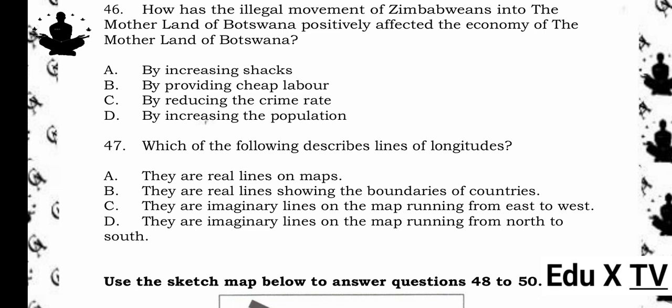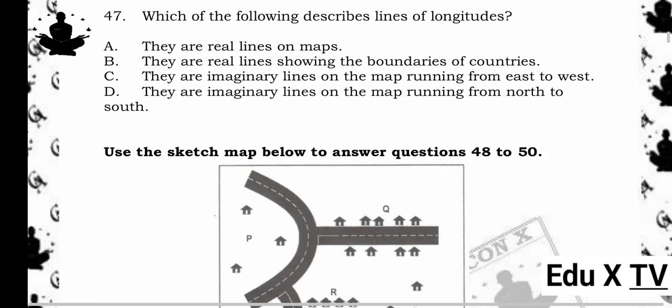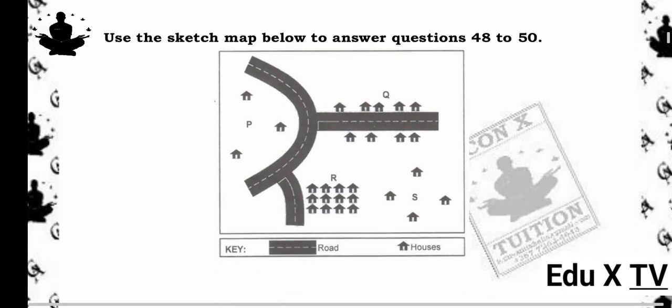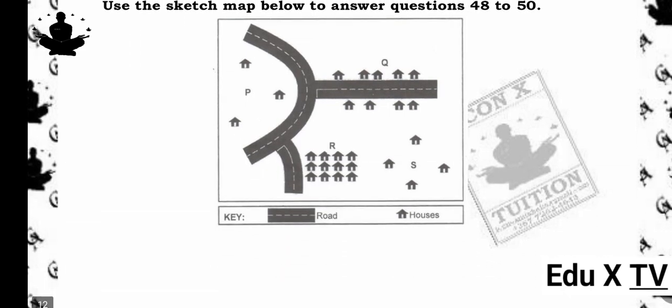47. Which of the following describes lines of longitudes? A. They are real lines on maps. B. They are real lines showing the boundaries of countries. C. They are imaginary lines on the map running from east to west. D. They are imaginary lines on the map running from north to south. The answer is D. Reason being, lines of longitude run north to south and measure east or west of the prime meridian.